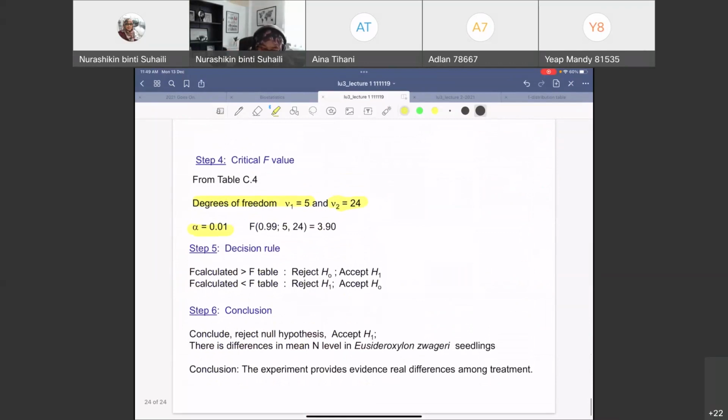That is 3.9. Okay, so this is the F critical. Okay, this is the F critical. And then step 5 is to make a decision. We compare, and this is the rule that you have to know.